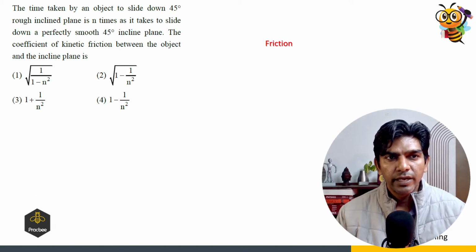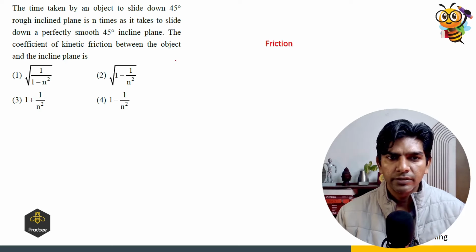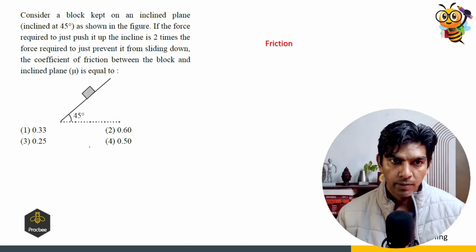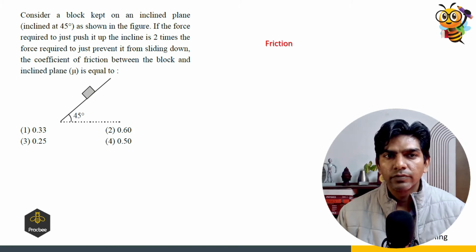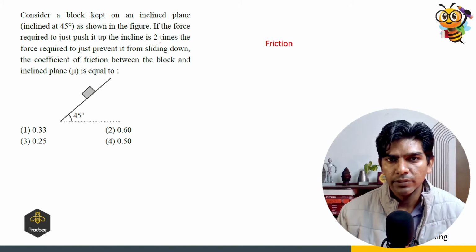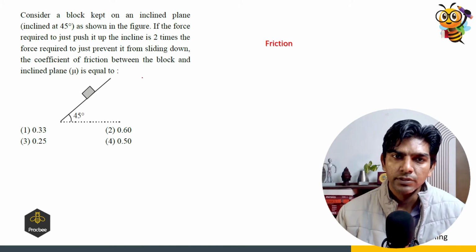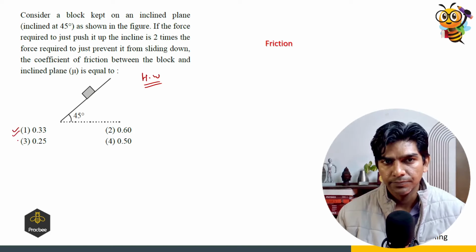Alright, so let us see this question. The time taken by an object to slide down a 45-degree rough inclined plane is n times. We have done a similar question, right? So I'm keeping this question as homework. If you try to solve this, you will get option 4 as the answer. Alright, so let us see this question. Consider a block kept on the inclined plane. This angle is 45 degrees as shown in the figure. If the force required to push it up the inclined plane is 2 times the force required to just prevent it from sliding down, find the coefficient of friction. We have done a similar question, where we discussed the maximum and the minimum force. So again, I'm keeping this as homework. If you try to solve this, you will get option 1 as the answer.